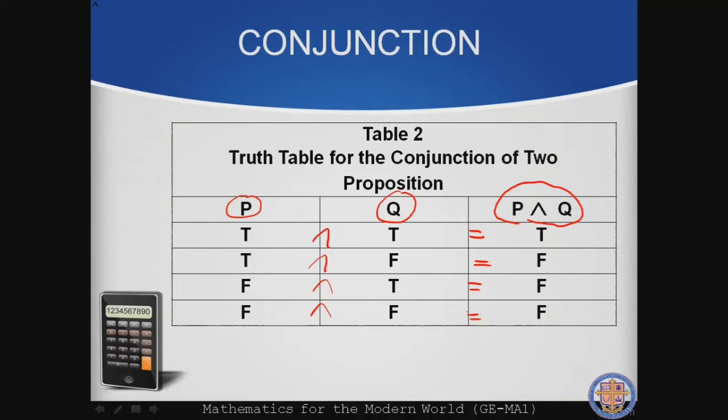That's why in here, only one row is different. True and true equals true. So that's the only time it becomes true in a conjunction: when both are true. Otherwise, all the results are false. Always bear that in your mind. Conjunction definition using truth table.